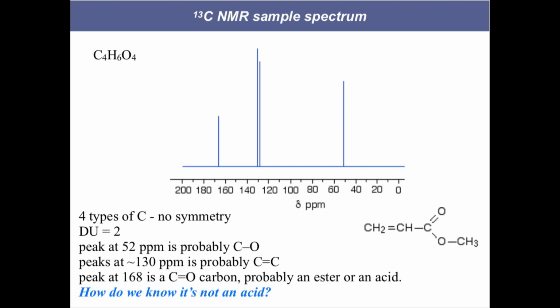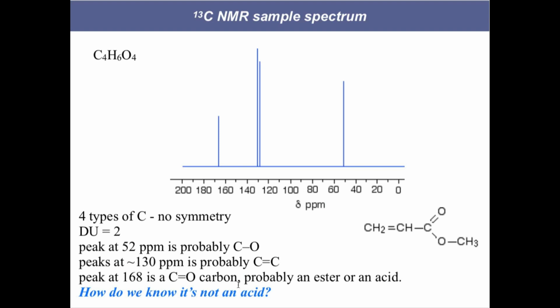Now, we said that this is an ester or an acid based on the location of our C double bond O peak. This is the ester. It's the C double bond O connected to an O connected to an R group. In this case, it's a methyl. So this is our carbon connected to a single bonded oxygen. That's our peak between 50 and 100.